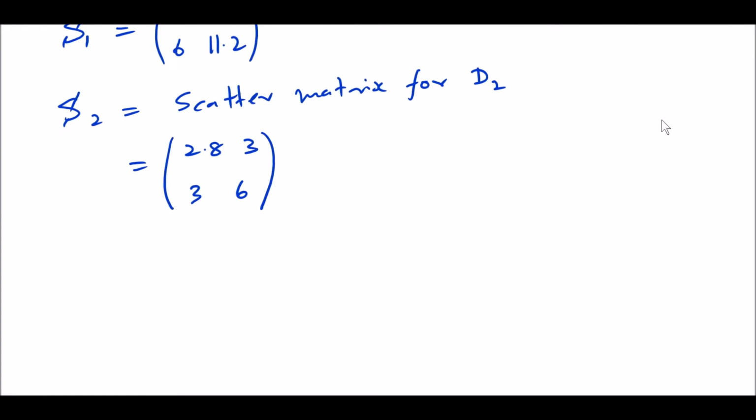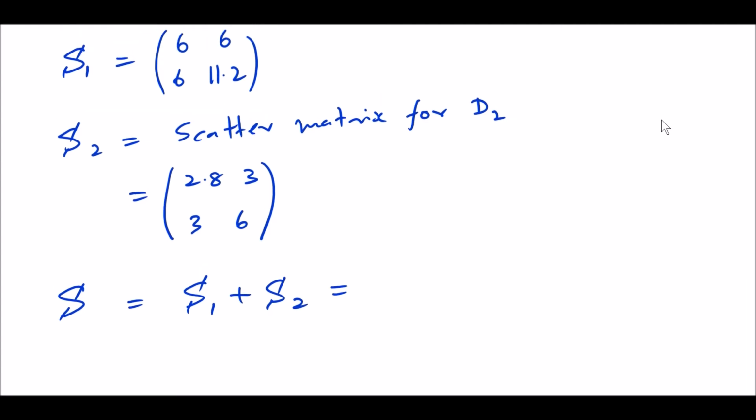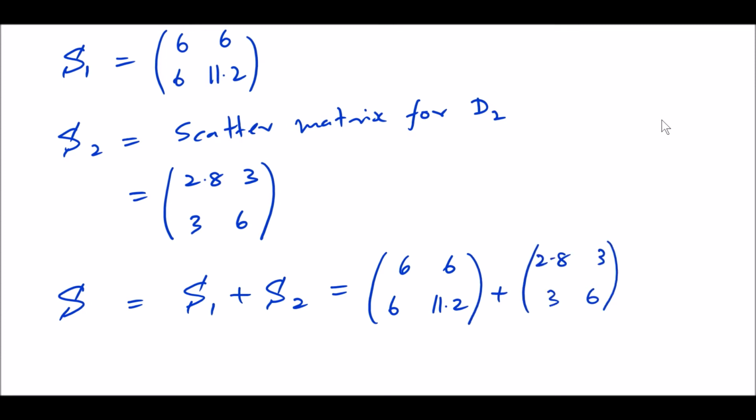So we can find S, which is equal to S1 plus S2. Just add S1 and S2, 6.6, 6.6, 11.2 plus 2.8, 3.6. When you add, you get the scatter matrix for this question. So S is equal to 8.8, 9, 9, 17.6.